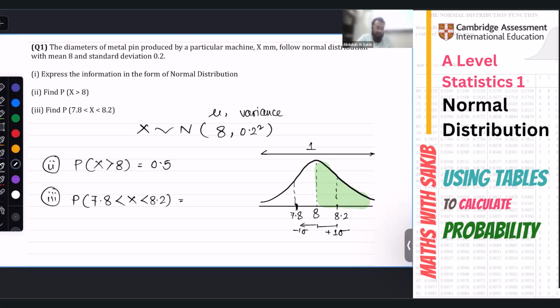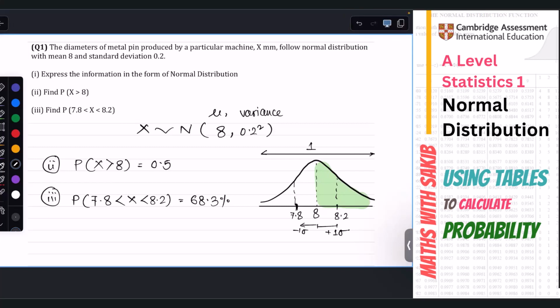Number 3. It says find the probability between 7.8 and 8.2. As we have seen earlier, 7.8 and 8.2 are within the range of one standard deviation, isn't it? So how much area will it contain? 68.3%. Is it clear?